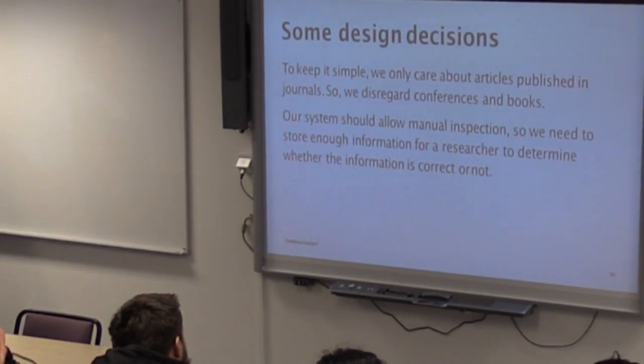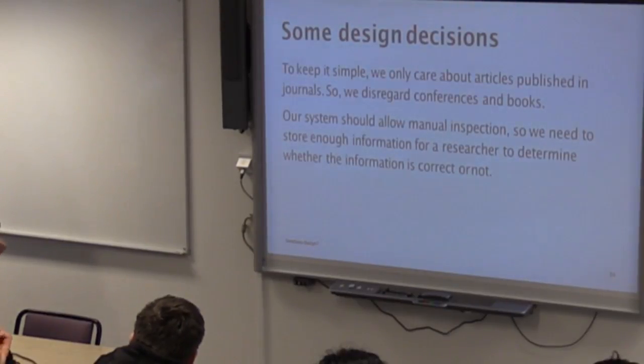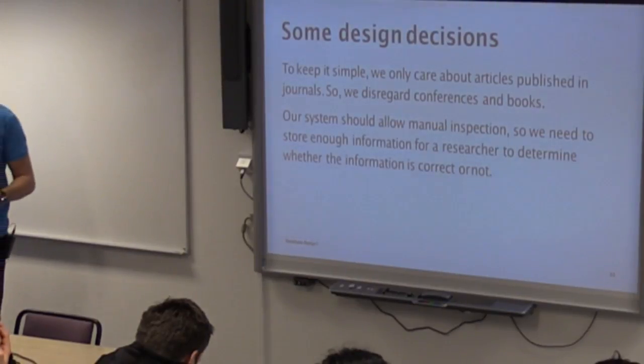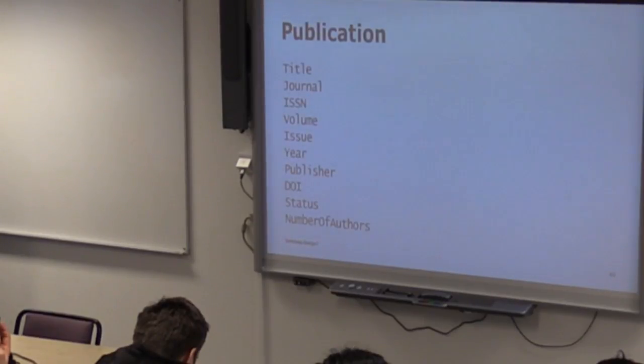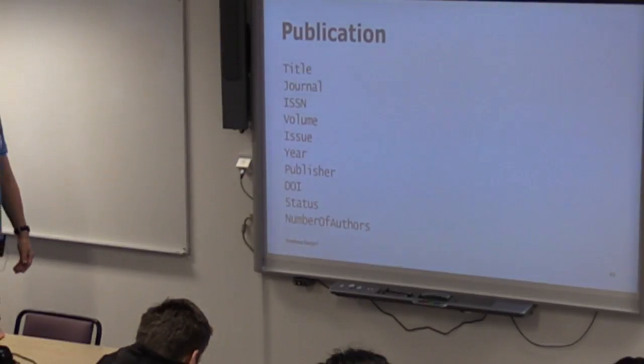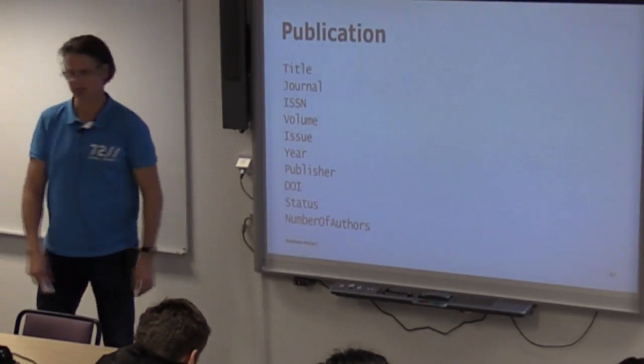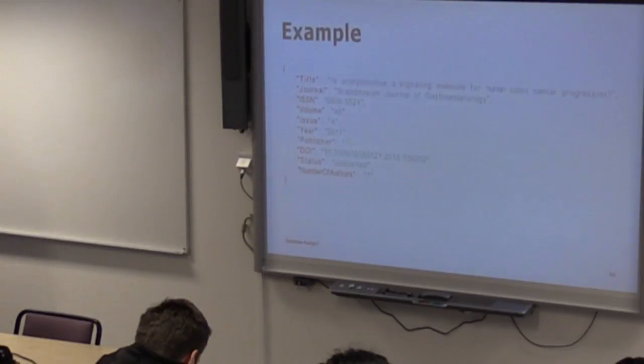And we also need to have a system for that manual inspection. So somehow we need to store things so that the author or the authors might have to verify that, okay, this is correct or this is not correct. So a publication might consist of a title, the journal itself, the number of it, volume, and the year, and the publisher, and so on, and the number of authors. And that's an example of it.